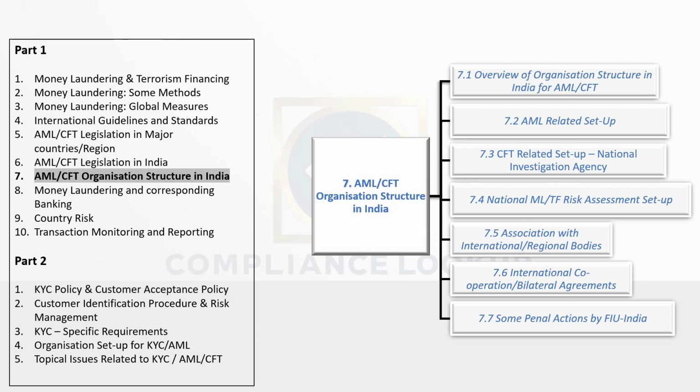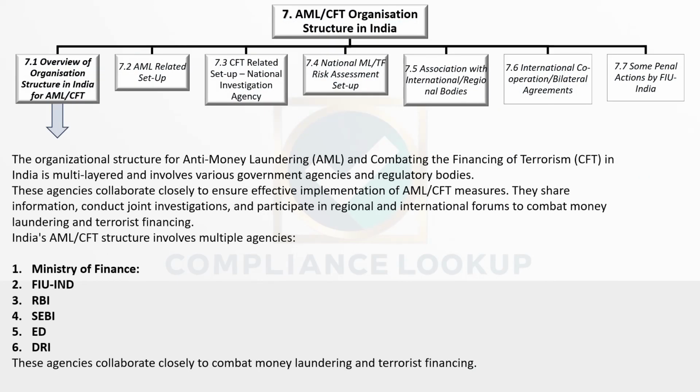Now our first topic is the overview of organization structure in India for AML-CFT. India's AML-CFT organizational structure involves multiple layers of government agencies and regulatory bodies working together to combat money laundering and terrorist financing. These agencies share information, collaborate on investigations, and participate in international forums to ensure effective enforcement of laws.